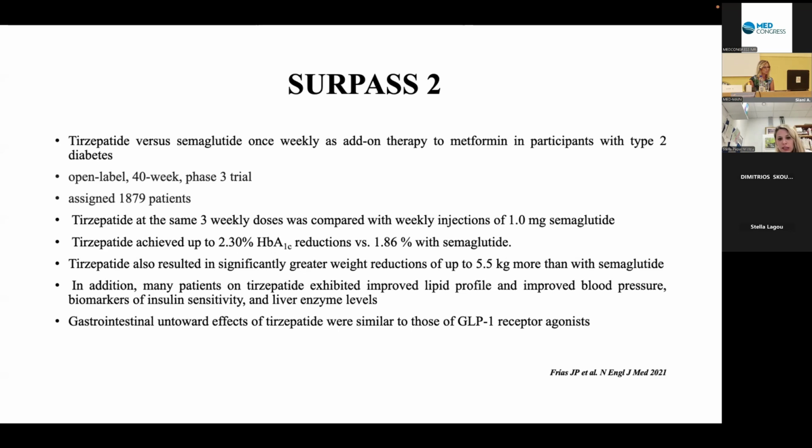Tirzepatide also resulted in significantly greater weight reductions, up to 5.5 kilos more than with semaglutide. In addition, many patients on tirzepatide exhibited improved lipid profile and improved blood pressure. Gastrointestinal untoward effects of tirzepatide were similar to those of GLP-1 receptor agonists.